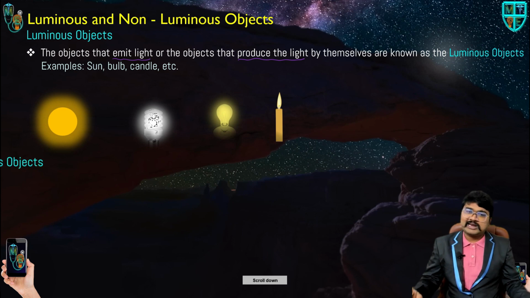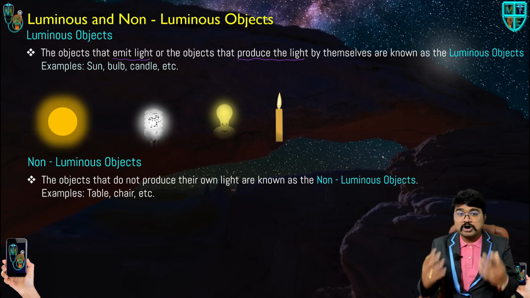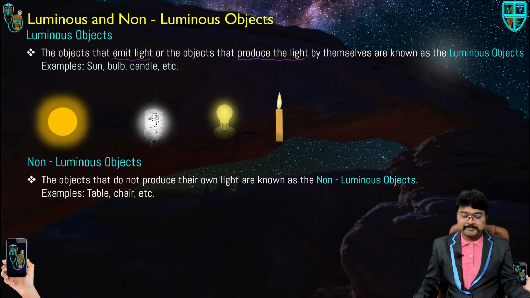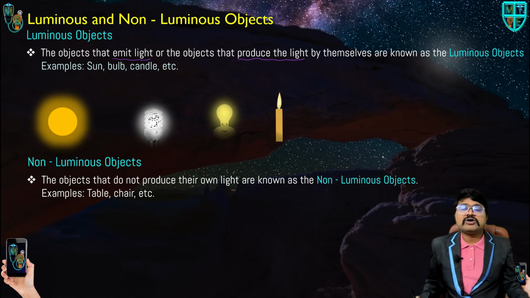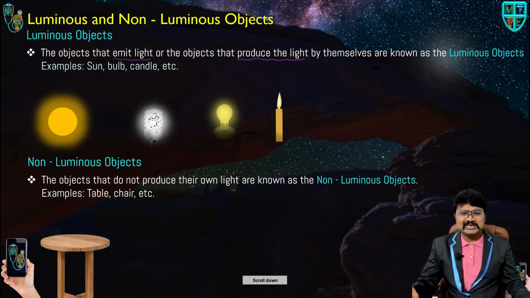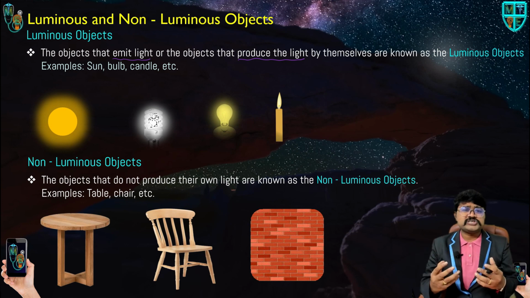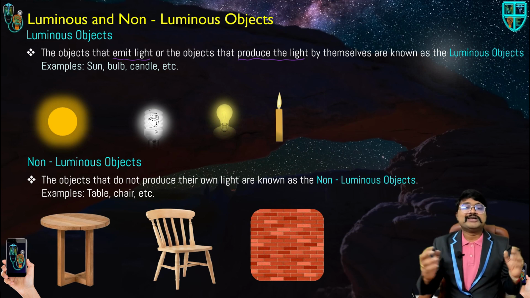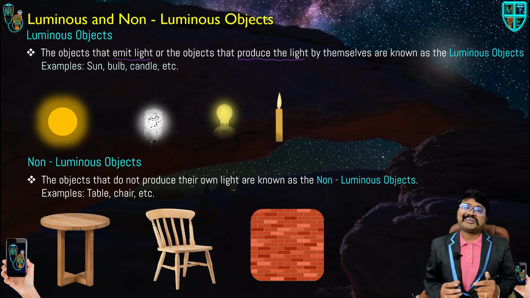Now we need to have a look at the non-luminous objects. Non-luminous objects are the objects which can't emit light. They can't produce light. Objects that don't produce their own light are known as non-luminous objects. For example, chair, bench, table, and wall. Whatever object is not producing or emitting light is called a non-luminous object. So these are the two different types of objects we need to study in geometrical optics.